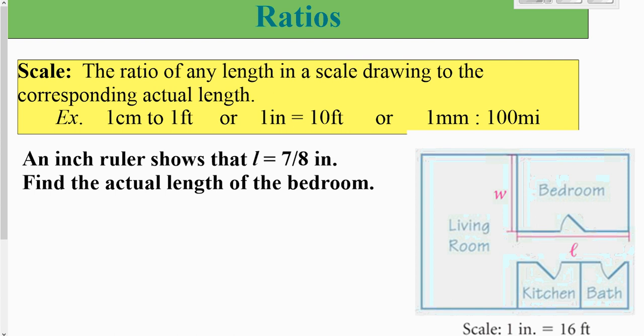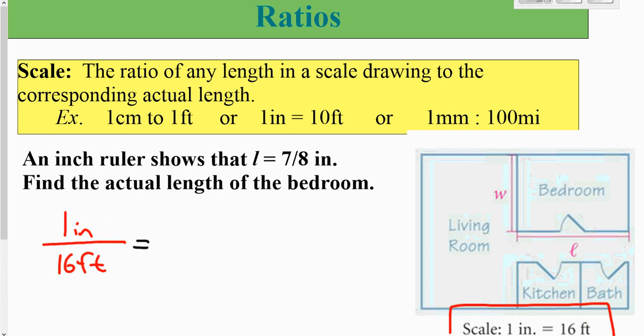So what we want to do is be able to set up a proportion and solve for one, if we're trying to figure out what an actual distance is and we're given the scale factor, and we want to know what that distance is in our drawing, and be able to go back and forth. So our big key on this drawing on the right is we have a scale that is 1 inch is equal to 16 feet. So I'm going to set that up as 1 inch to 16 feet.